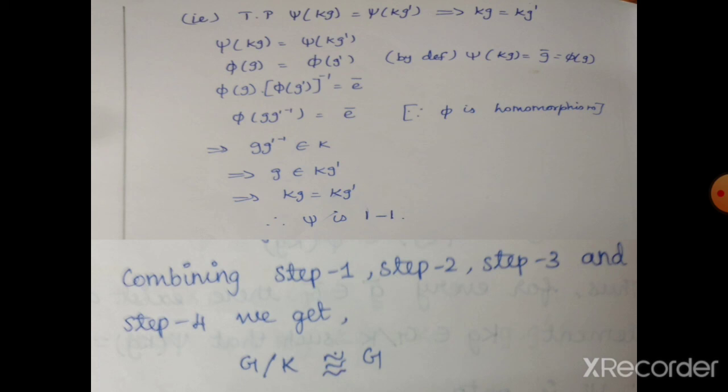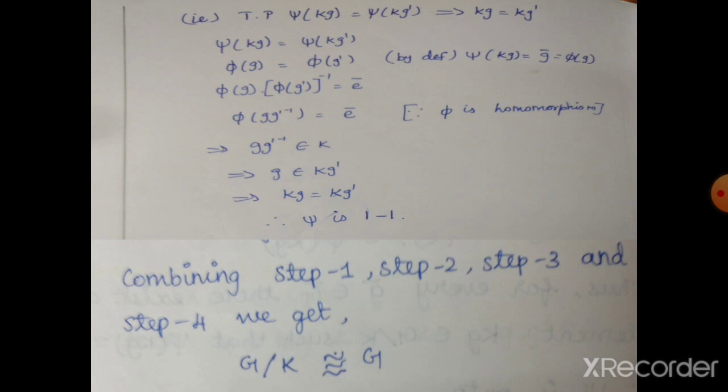So this implies, by our definition, psi of kg is equal to g bar, that is equal to phi of g. So phi of g is equal to phi of g dash. So phi of g into phi of g dash the whole inverse is equal to E bar. E bar is the identity element. Phi is a homomorphism, so we have to combine these two: phi of g into g dash inverse. So phi of g into g dash inverse is equal to E bar, and that will be the kernel definition. The kernel definition: K phi is equal to x belonging to g such that phi of x is equal to E bar, then x belongs to K phi. Like this we have to say.